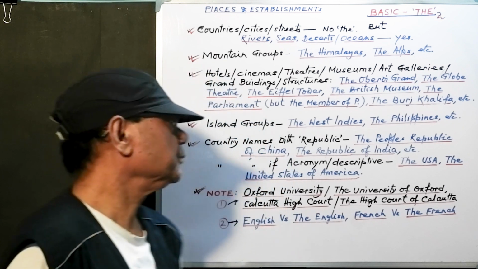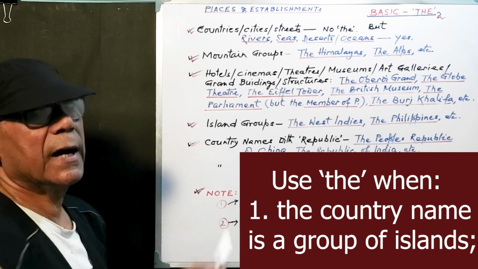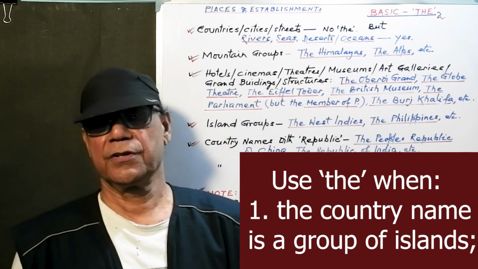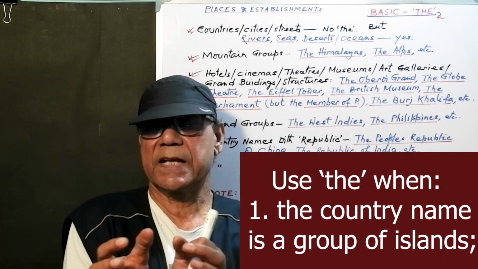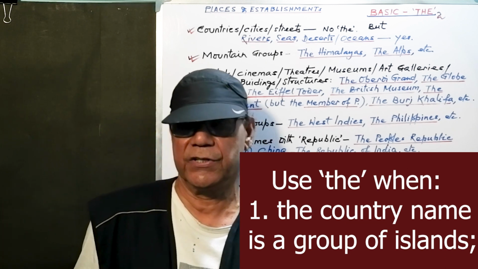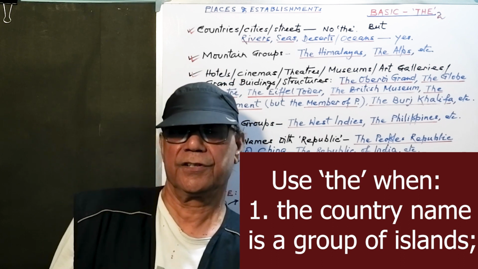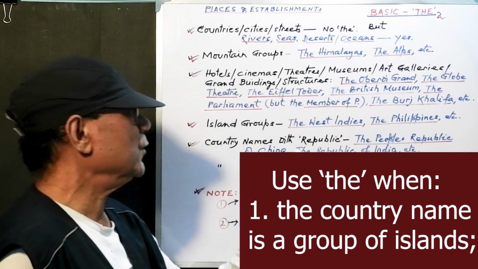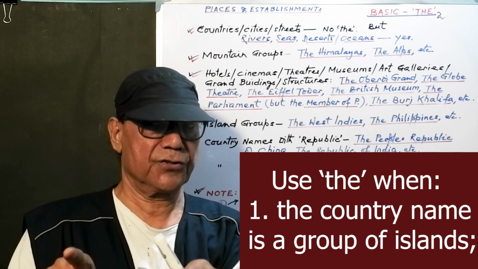Number 1, if the country name is a group of islands, that means the West Indies, the Philippines. If it is a group of islands coming together as a name of a country and a kind of plural sense is there, you must use the definite article the West Indies, the Philippines, the Netherlands.